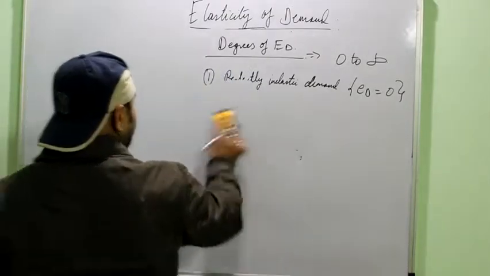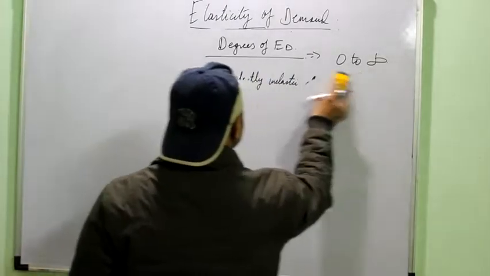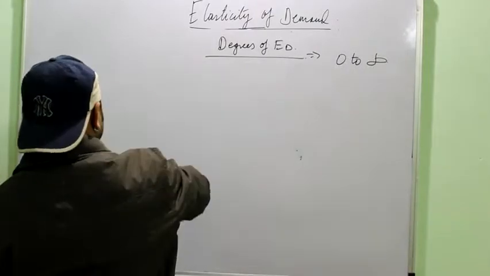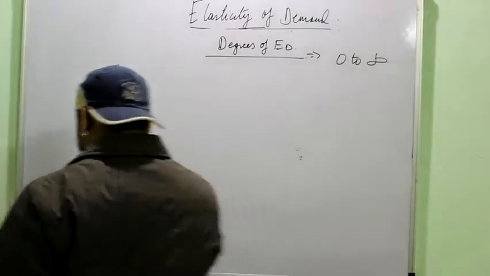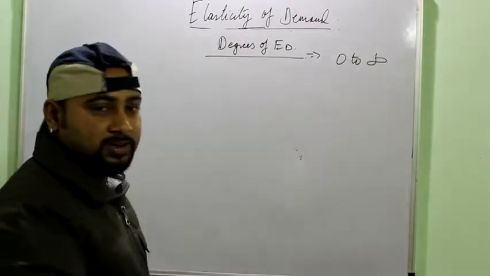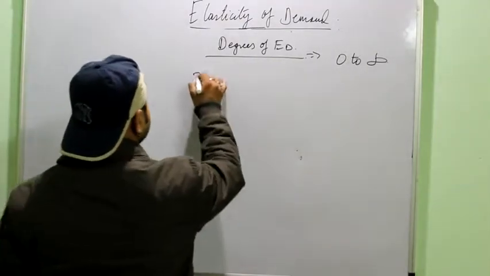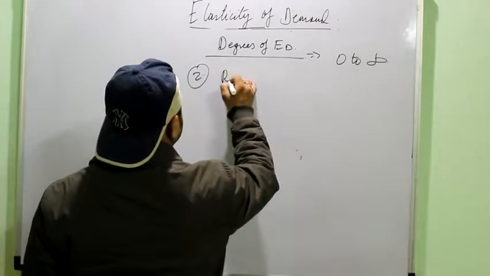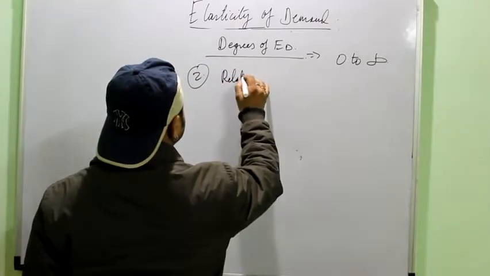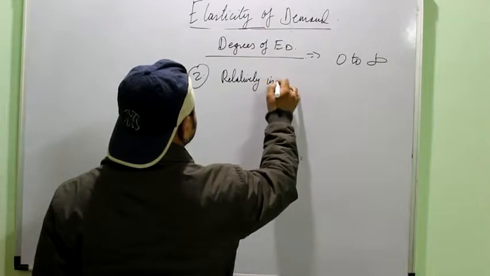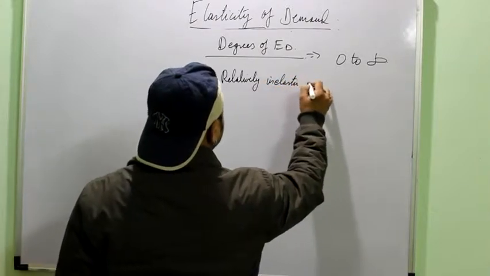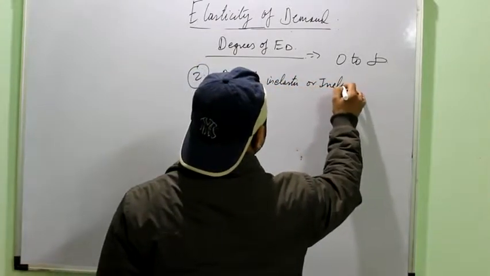For defining it, you have to use the words that it is the demand which does not respond to any changes in price, or you can simply say when the demand cannot respond to the changes in price, it is known as perfectly inelastic demand, right? Second is relatively inelastic, or you can simply call it inelastic demand.